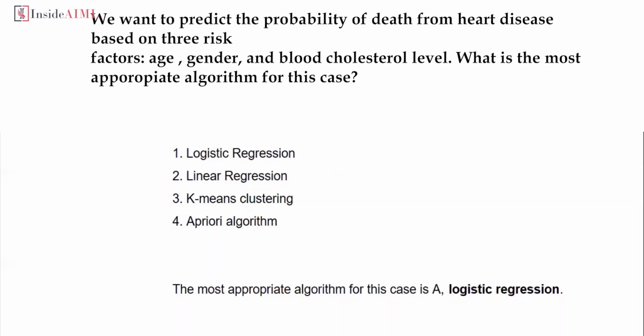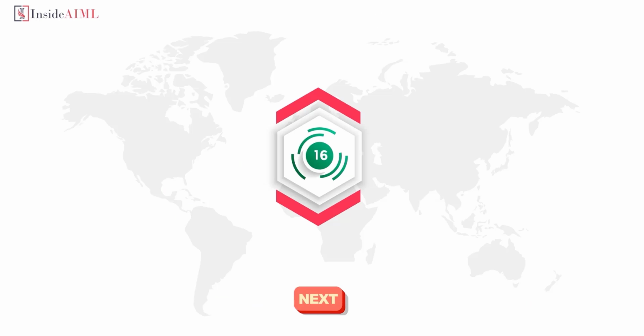K-means clustering is an unsupervised learning algorithm, and Apriori algorithm is an association rule. So we'll go with logistic regression. Now, let's see the next question.